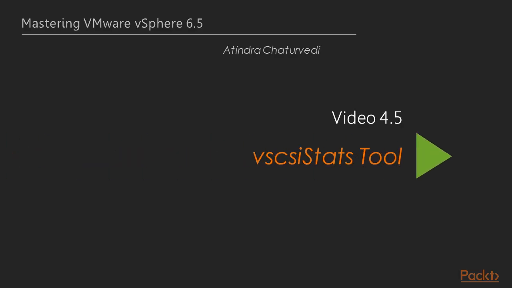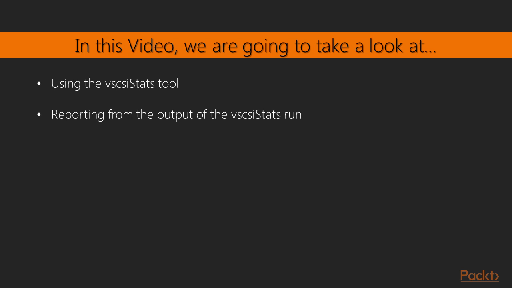In the previous video, we looked at LUN masking, both from the storage array side as well as from vscsi. In this video, we're going to look at the vscsi stats tool, which is a relatively unknown tool, but of tremendous use if we use it properly. So we're going to talk about using the vscsi stats tool, and we will also show you how to do some reporting from the output of the vscsi stats run, including some ideas as to some websites that provide some tremendous information for being able to visualize the output of the reporting from the vscsi stats tool.